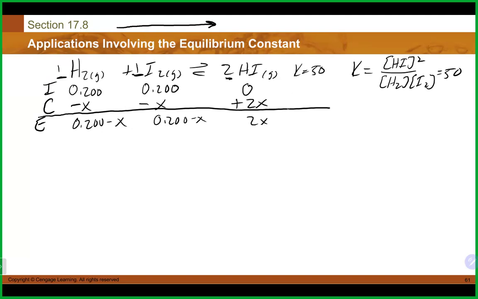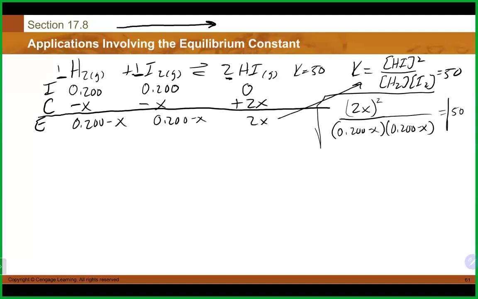And again, at this point, we're just going to go into our expression and solve for x. So this is going to give us 2x squared divided by 0.2 minus x and 0.2 minus x, and that's going to equal 50. Once again, if it's this class, it's probably a perfect square, if you even see it. That will give us 2x on top, 0.2 minus x on the bottom. And again, we want to make sure we square root the 50 here.